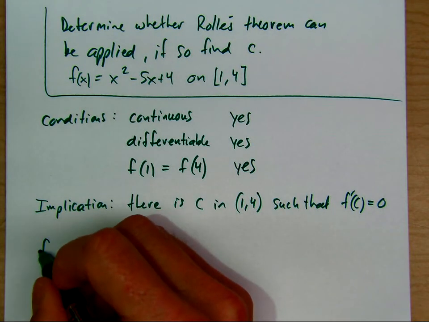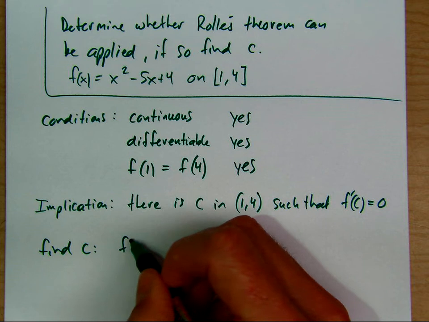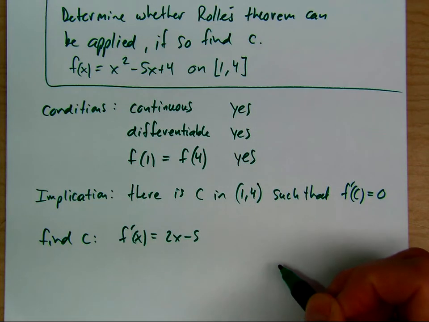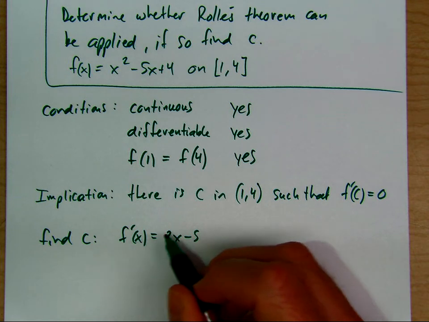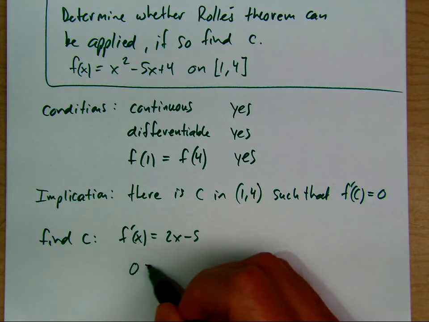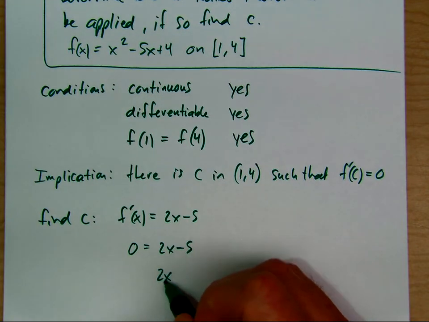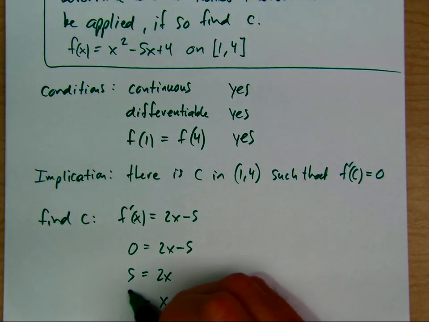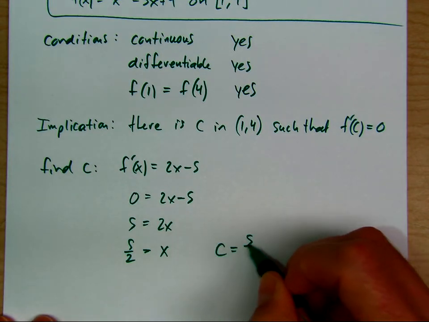And then the question says find c, so we'll need to find the derivative, and we'll want to know the value for which the derivative is 0. So we have 2x equals 5, and we have 5 over 2, so we'd say c equals 5/2.